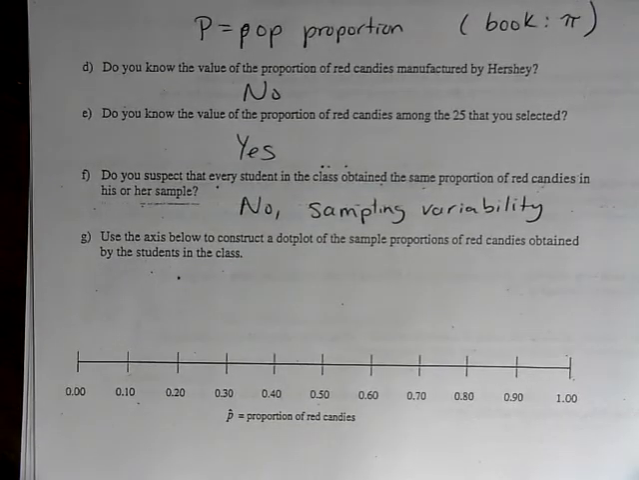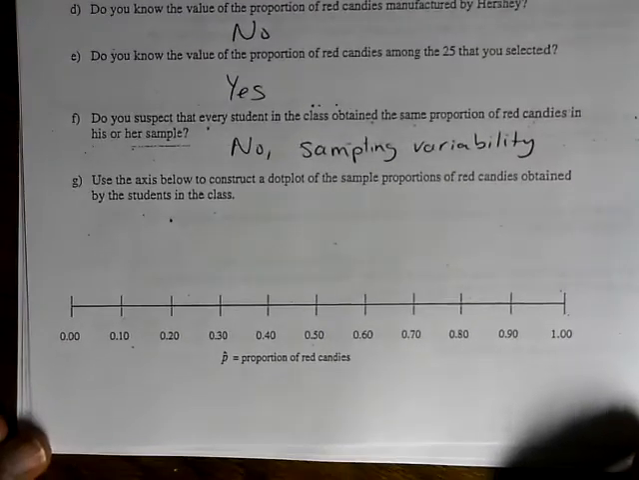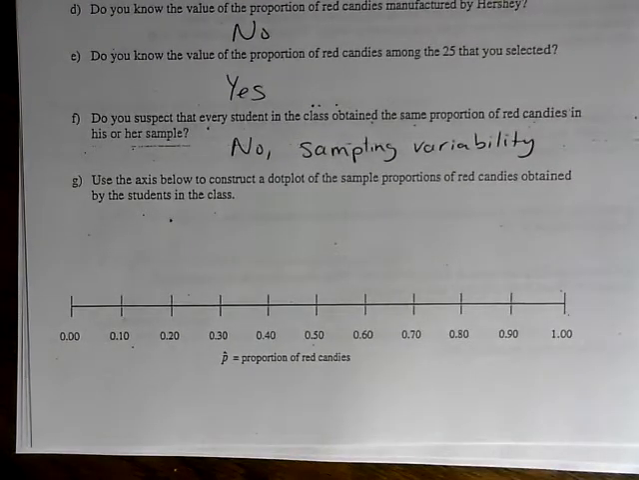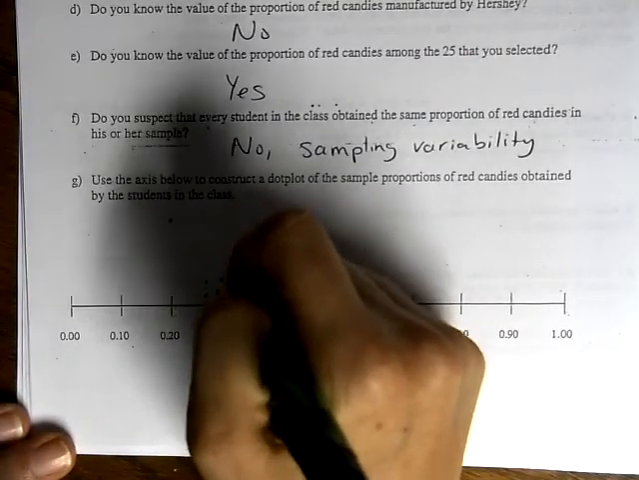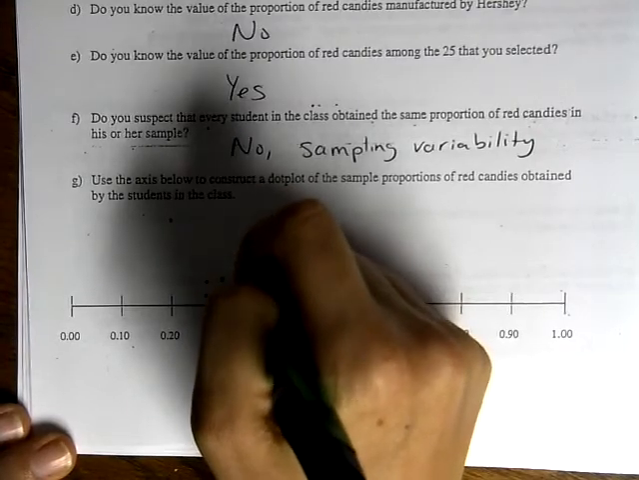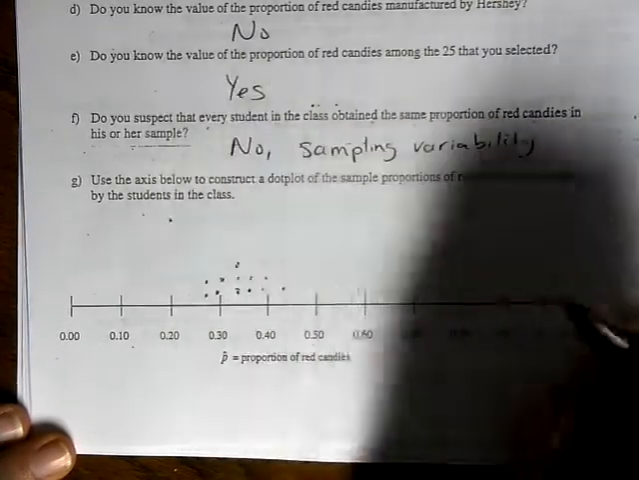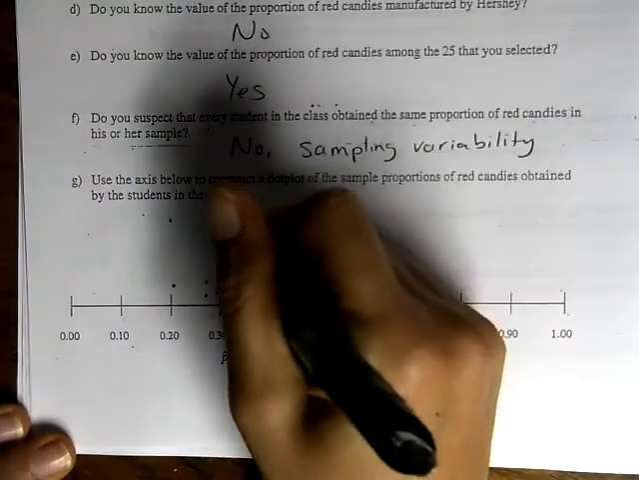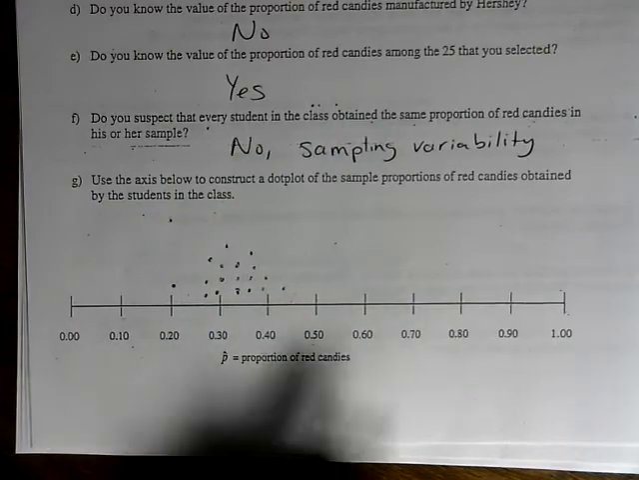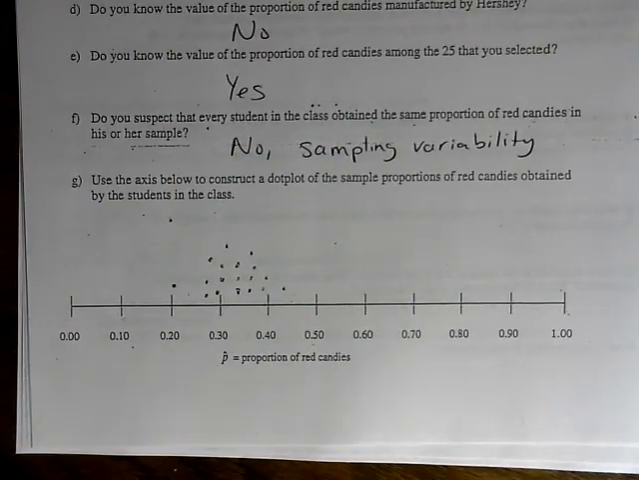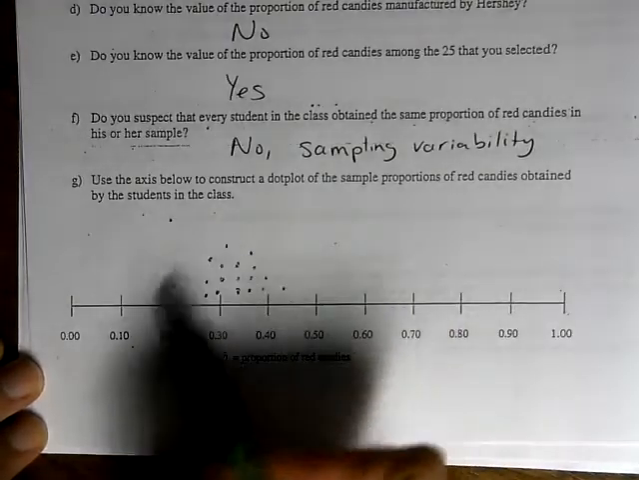Use the axis below to construct a dot plot of the sample proportions of orange candies obtained by every student in the class. So I don't have this because I'm doing this by myself. But what should end up happening is if we're looking at orange, it should somewhat be clustered in the 30s and 40s. Maybe a couple people got the same number. Maybe somebody got a little bit less, but the majority should be between 30 and 40 if it's truly a third of each color. So that would be what a sample would look like.